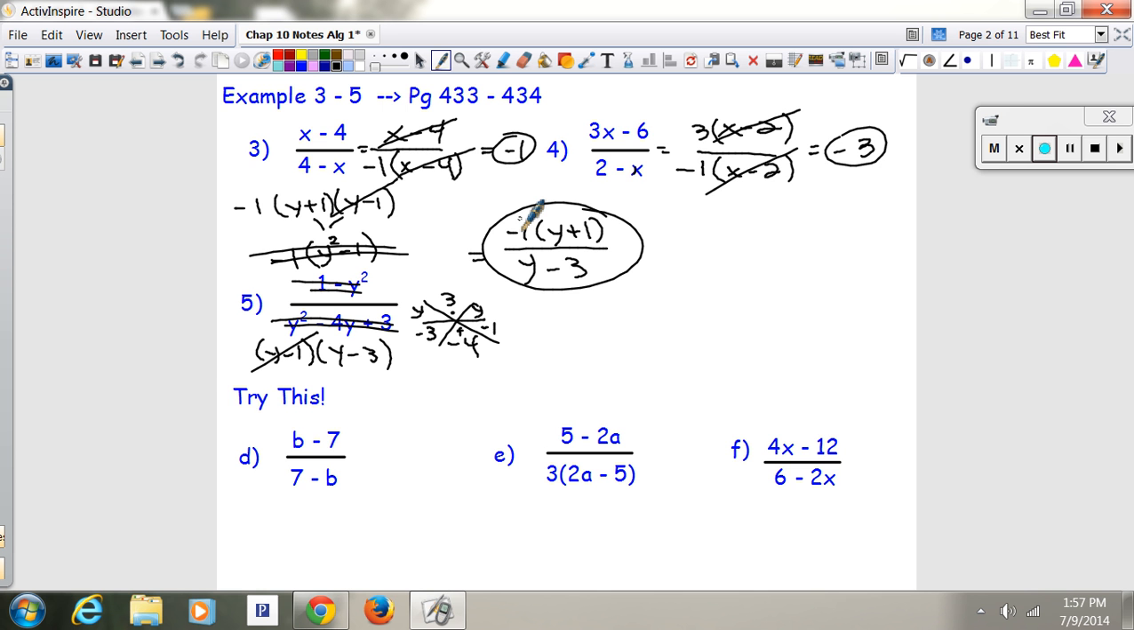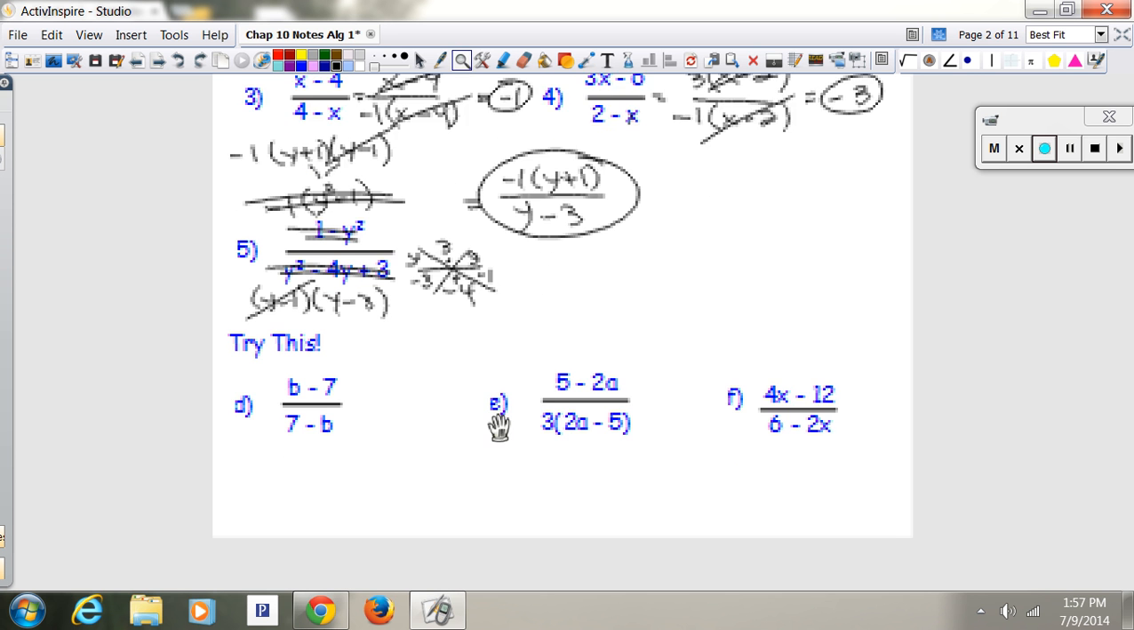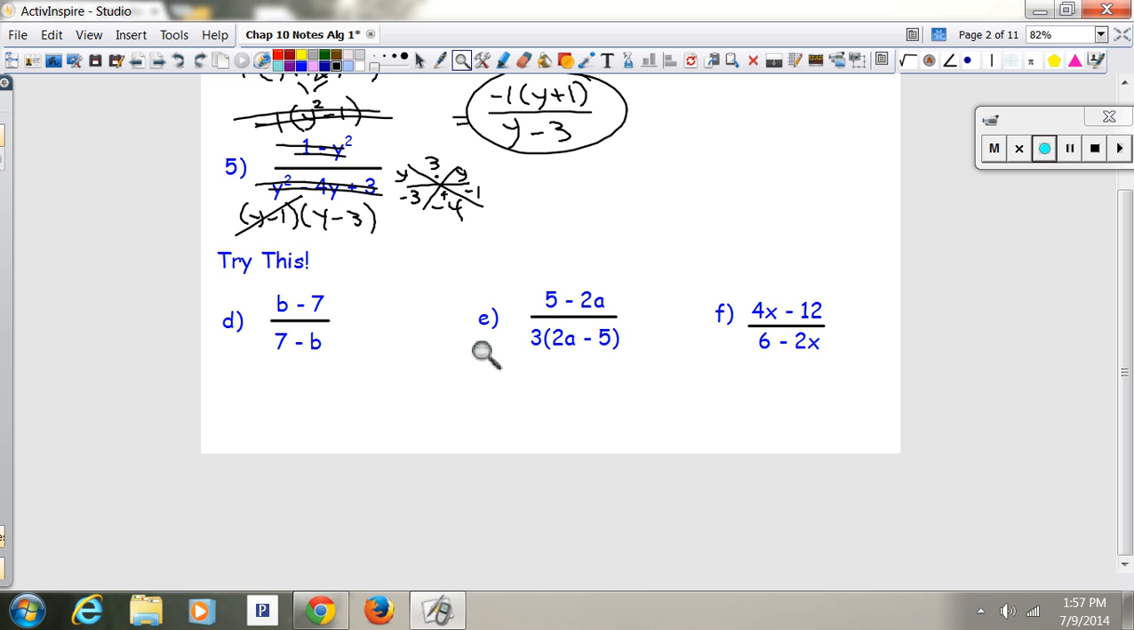Okay, so let's try some of these here at the bottom. Top we have b minus 7. The bottom is almost b minus 7. If you take out a negative 1, it will be b minus 7. So then you'll change both signs. These will cancel out, and you get negative 1.